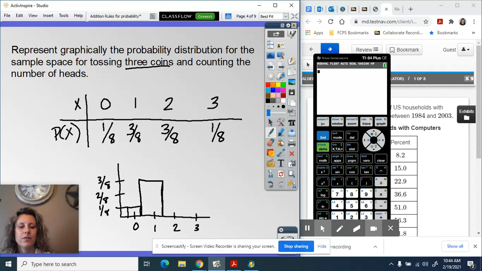3/8, those are all supposed to have even widths there. This one looks a lot smaller than my other three. But we see that it is more of a symmetric distribution. And not constant.